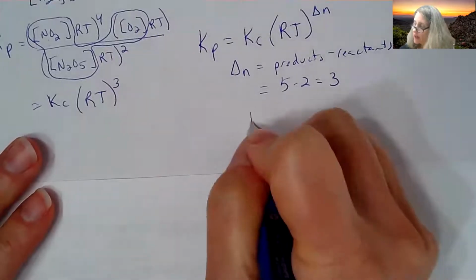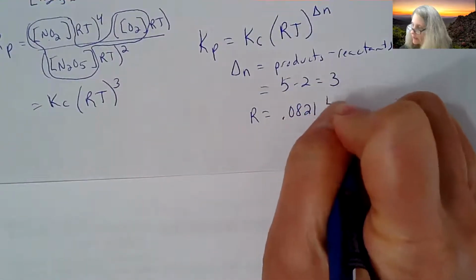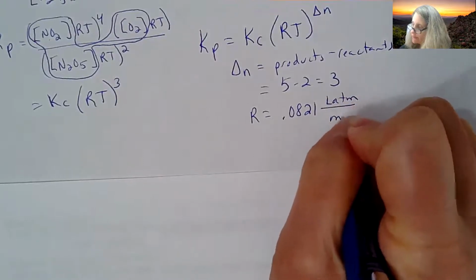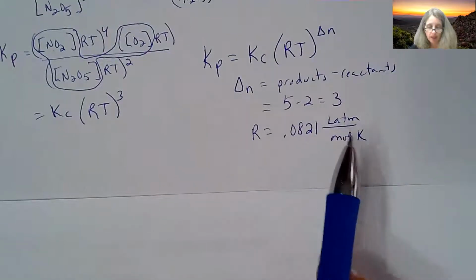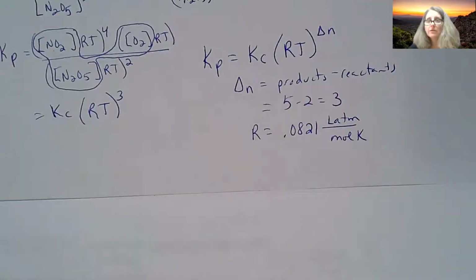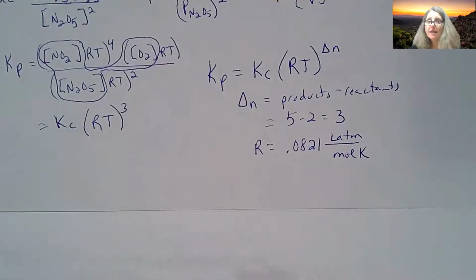Now the R we're going to use for this is 0.0821 liter atmosphere per mole Kelvin. And do realize this will change depending upon your units. But for right now, we're going to assume everything's in atmospheres. I will give you specific information if it's not in atmospheres. Again, that's the one drawback of Kp: you don't really have a unit to hold on to.